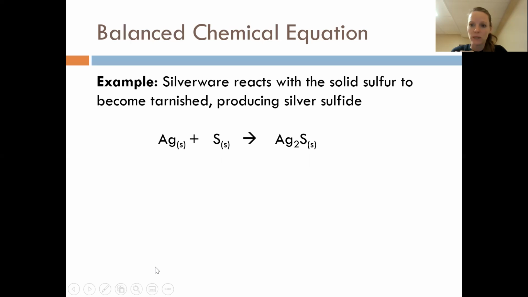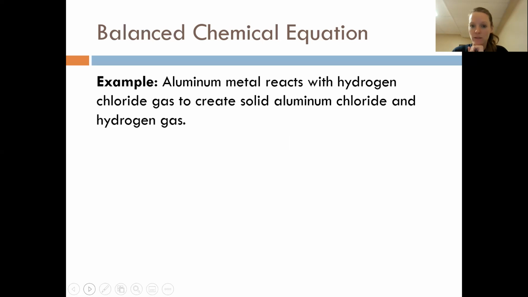It's not balanced though. It looks like I've created a silver in this process. You can't create or destroy atoms. The mass of the reactants has to equal the mass of the product. So something is not right here. So we add numbers in front. I'm going to add a 2 in front of the silver. 2 silver as a reactant, 2 silver as a product, 1 sulfur as a reactant, 1 sulfur as a product, and it's now balanced.